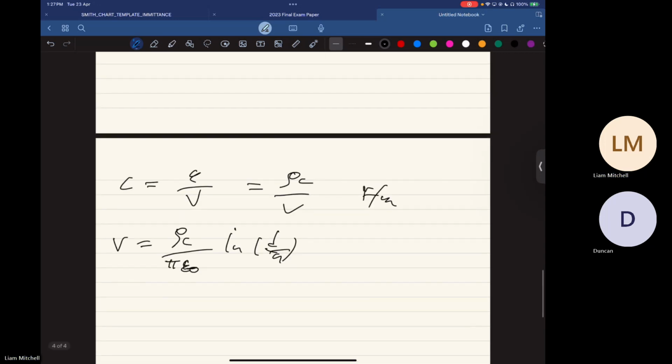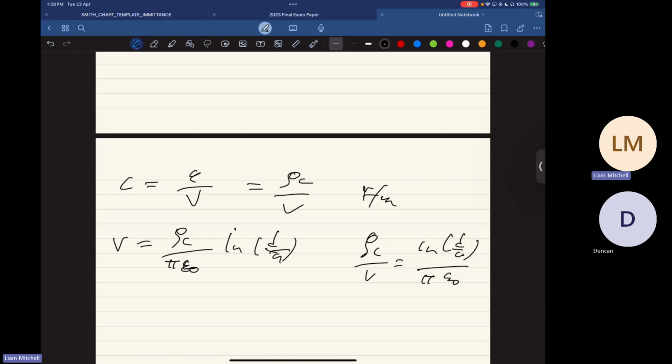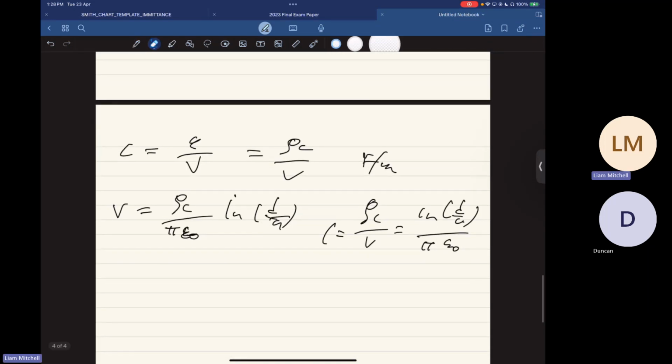So rho L over V is just 1 over that. We get ln d on A over pi epsilon naught. I think it is the same as they wrote. Yeah, same. In units of farad per meter. That's the capacitance per unit length. So 1 meter of cable has that much capacitance.